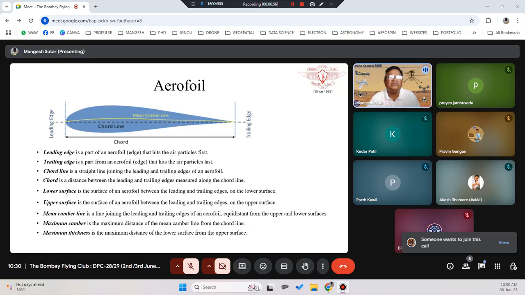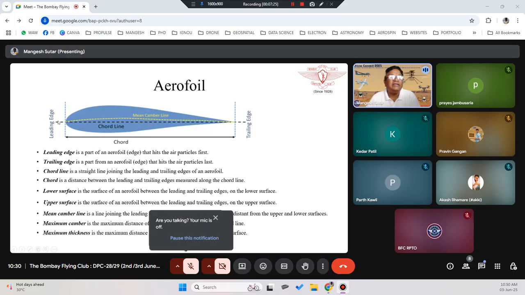If you see the distance from the upper surface and the lower surface, the camber line will always, at any given point, wherever you see, be at an equal distance between the upper surface and the lower surface. So it is equidistant from the upper and the lower surface at any given point. Wherever you see on this yellow line, it will be equidistant from the upper surface and the lower surface, whereas the chord line is a straight line from leading edge to trailing edge.